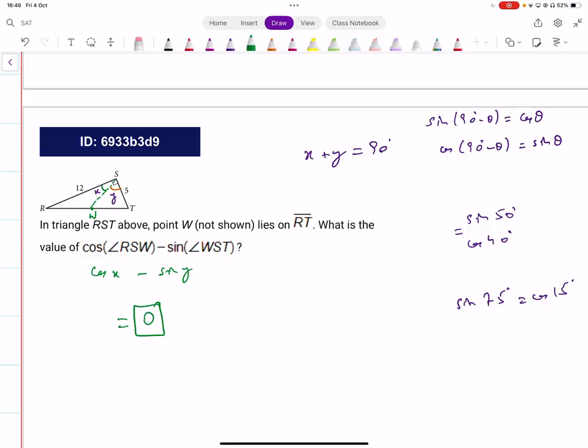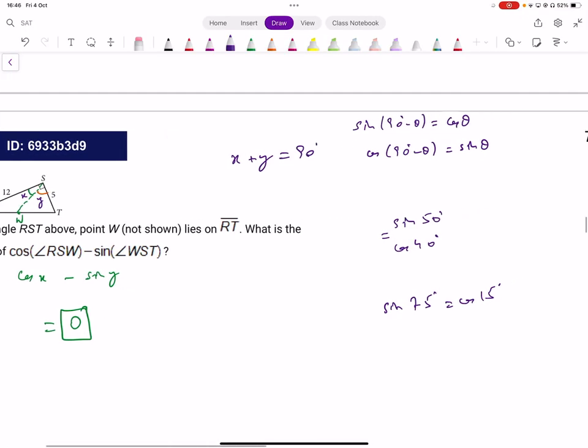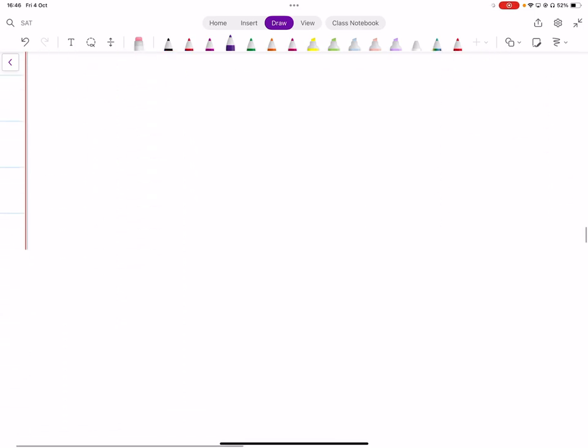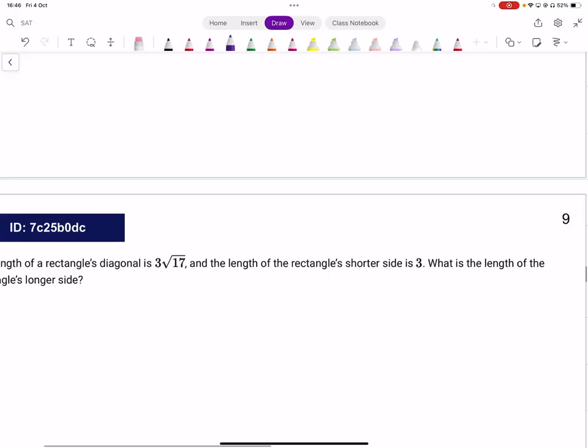So any two angles that add up to 90, sine of one is equal to cos of the other. Okay, so that was question number 7 from this. Next is question 10 from this PDF, the last one from this.